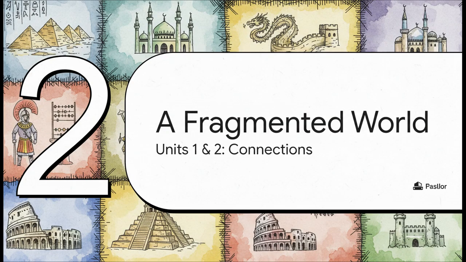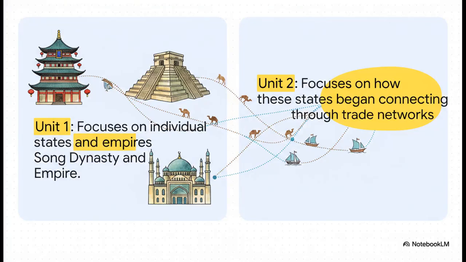Before about 1450, the world wasn't really a single interconnected system like we think of it today. It was more like a patchwork quilt, a bunch of really powerful, impressive, but mostly separate civilizations, each kind of doing its own thing. And this is the really simple but brilliant logic of the first 2 units.